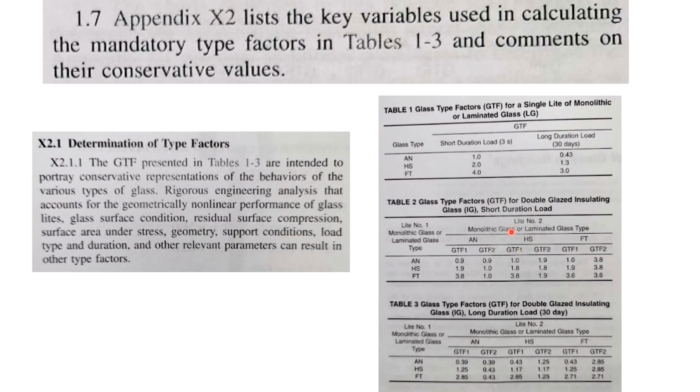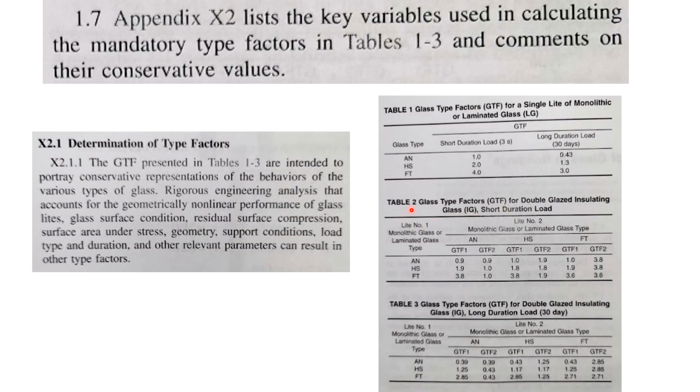Okay, do you have your factor there? Okay, so let's get a little more complicated. As we get to table 2, we have a glass type factor for double glazed insulated glass. Okay, and this is short duration. So this table is short duration, so it doesn't break it up into long duration or short duration.